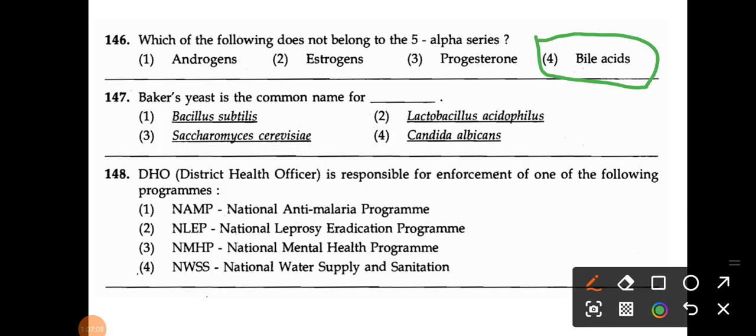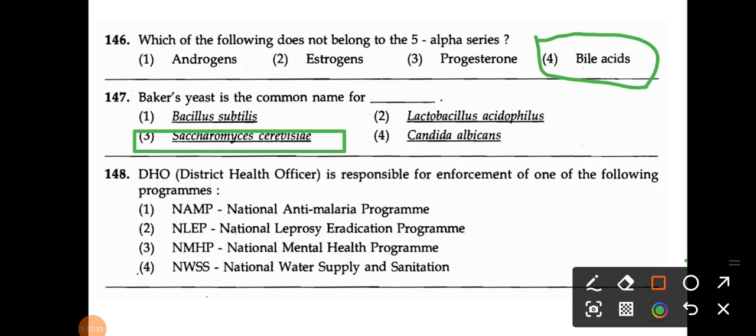Next, Baker's yeast is a common name for, a very important question from microbiology. Baker's yeast: Bacillus subtilis, Lactobacillus acidophilus, Saccharomyces cerevisiae, Candida albicans. So what is the correct answer here? That is option C, that is Saccharomyces cerevisiae.